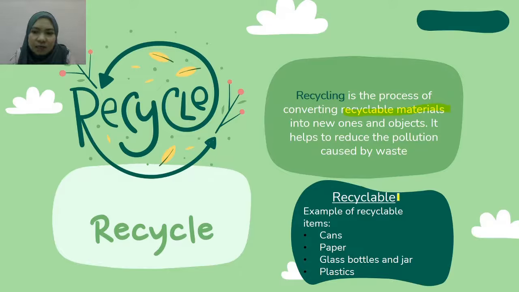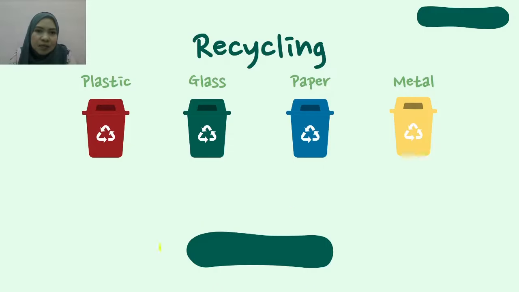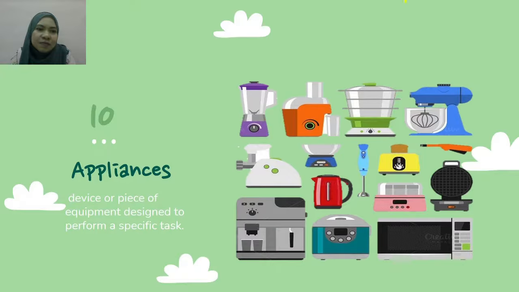What is recyclable materials? Recyclable materials is bahan boleh dikitar semula. For example, cans, paper, glass bottles and jar, and also plastics. Besides this, there are many other materials that can be recyclables. Okay, so this is the examples of recycling bins. We have red for plastic, glass, paper and metal.